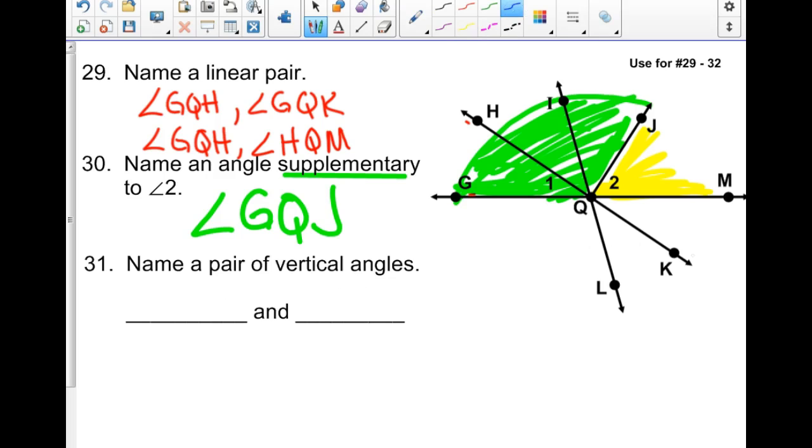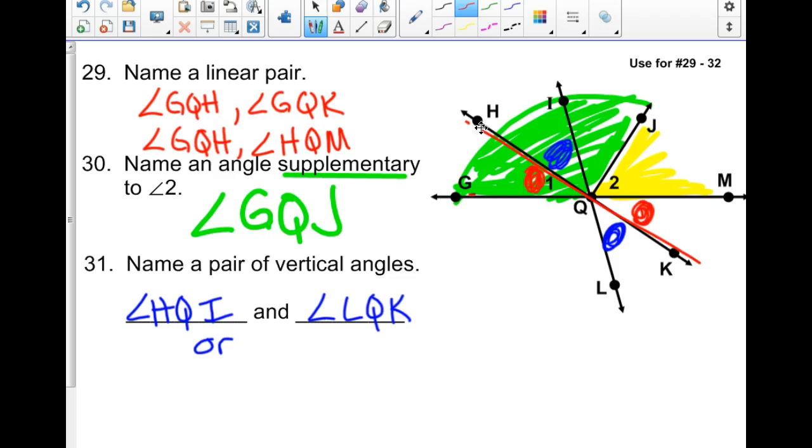Name a pair of vertical angles. Vertical angles are angles that are across from one another and they are congruent. There are two answers for this. You could do this angle and this angle, which would be angle HQI and angle LQK. Or you could have done this angle and this angle, because they're made by two lines that intersect also.